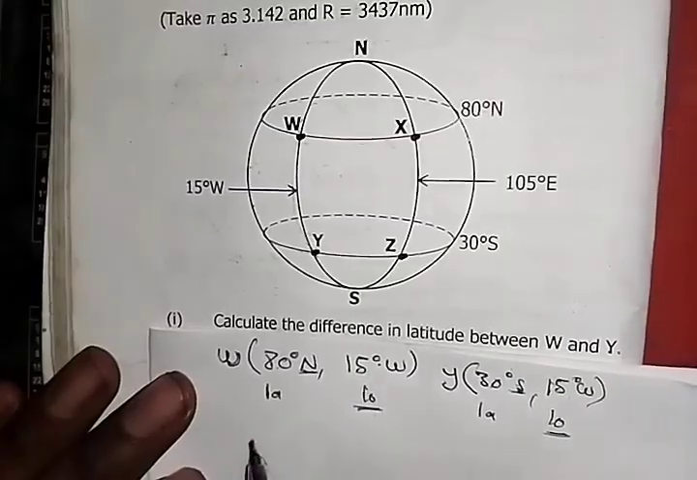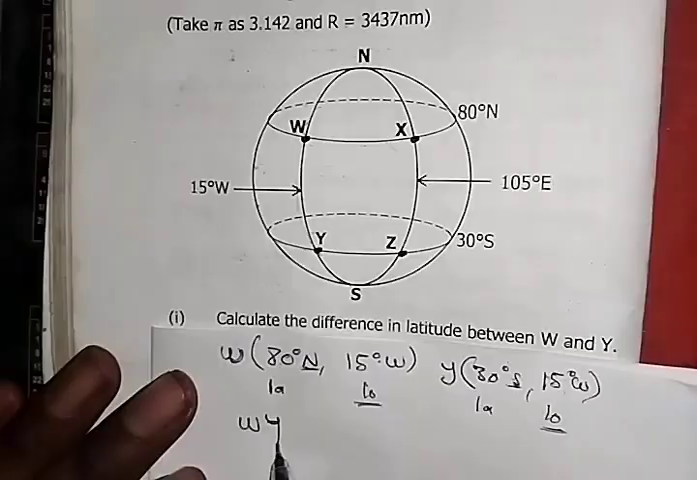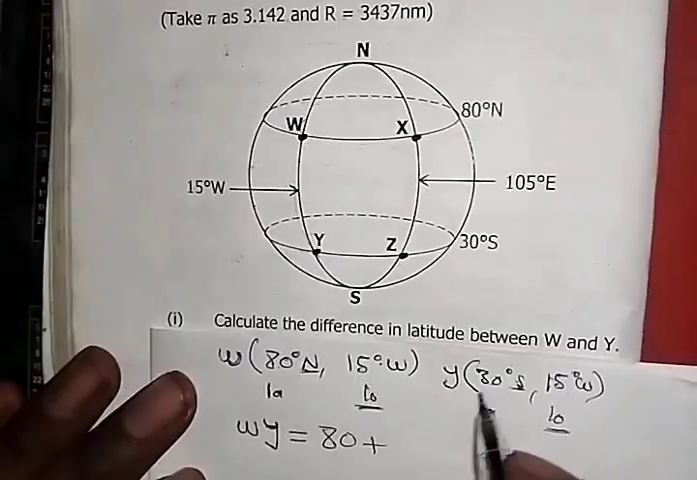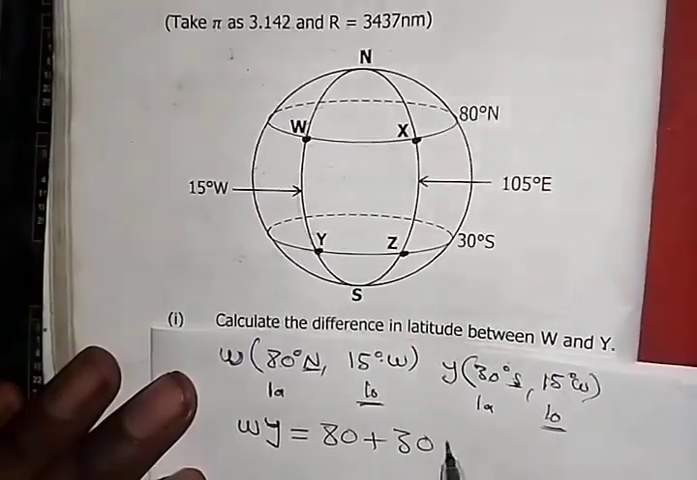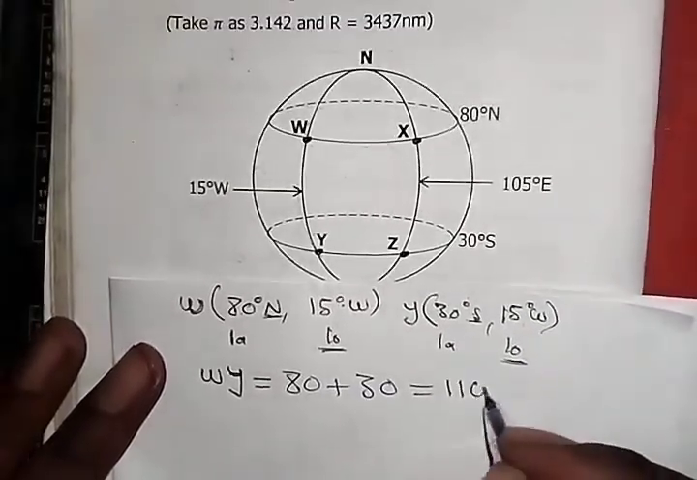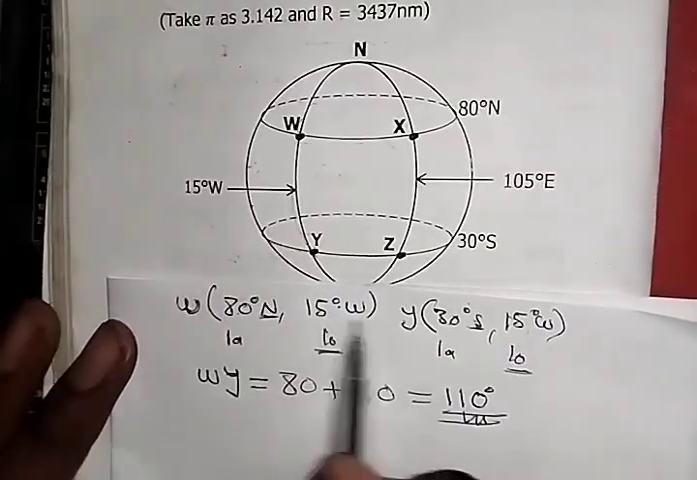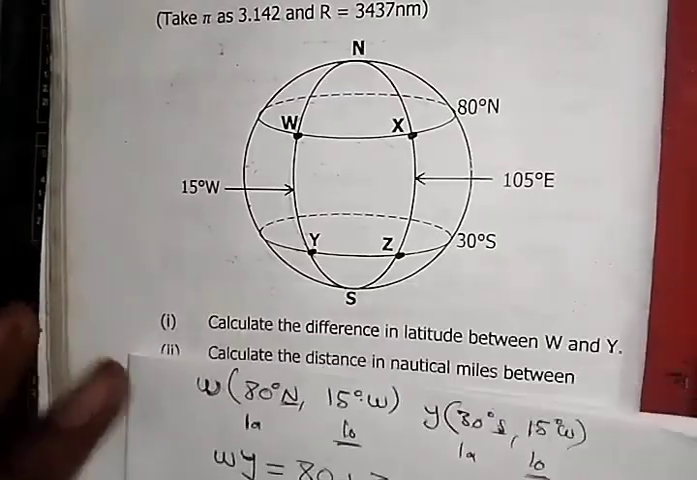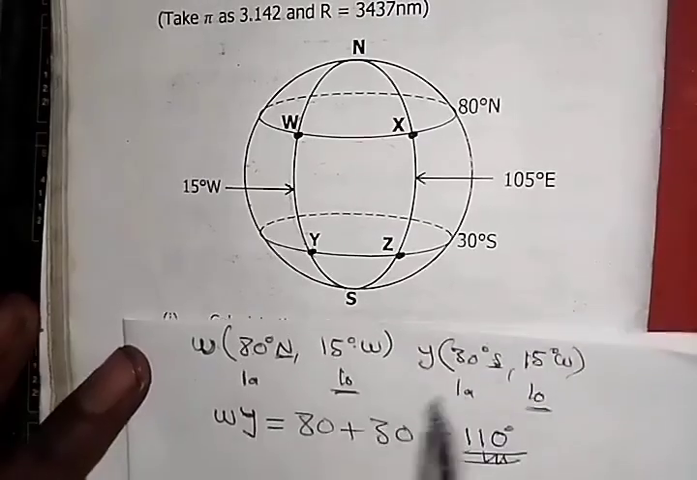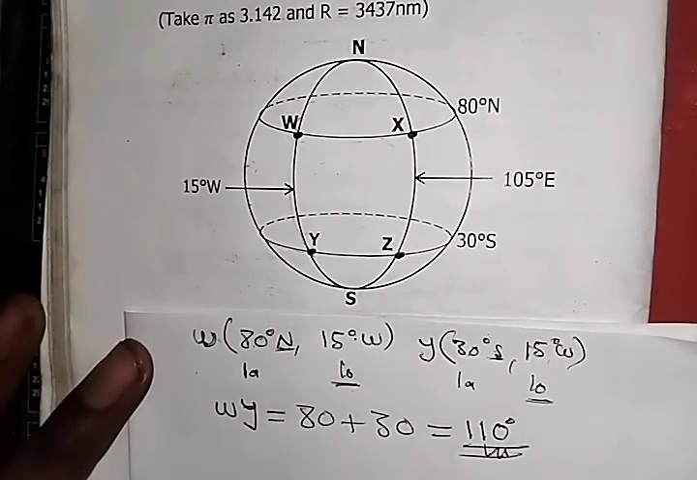So the difference between W and Y is equal to 80 plus 30, which gives us 110 degree. This is how you can answer question 1, calculate the difference in latitude between W and Y. The difference between W and Y was 110.